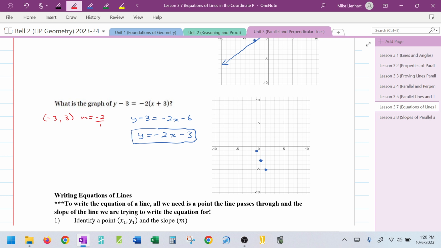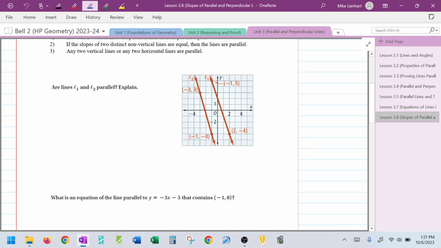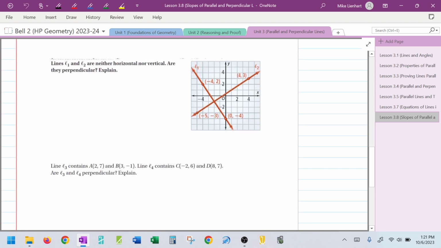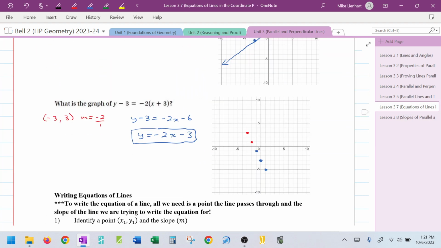Now, if I continued that pattern, up 2, 1 to the left, up 2, 1 to the left, notice where that point is located. There's that point that we found at negative 3, 3. Whoops, sorry about that. I don't know what just happened. Oh, I changed forms. There we go. That's that point negative 3, 3 that we found from point slope form.